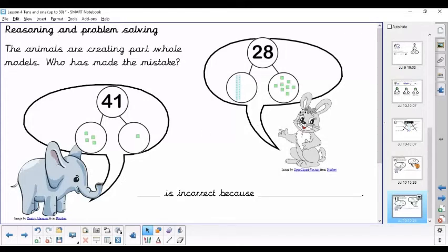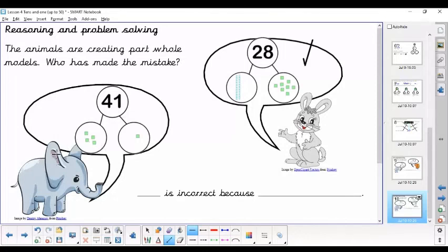Let's have a look at the rabbit here. Now, we have the number 28. And we know that in 28 there are 2 tens and 8 ones. So hopefully if we look down into this part here, we should have two tens. 1 ten, 2 tens. Okay, so that looks perfect to me. Let's have a look at this one. We need to have 8 ones. 1, 2, 3, 4, 5, 6, 7, 8. Oh, we do. So this one is correct.